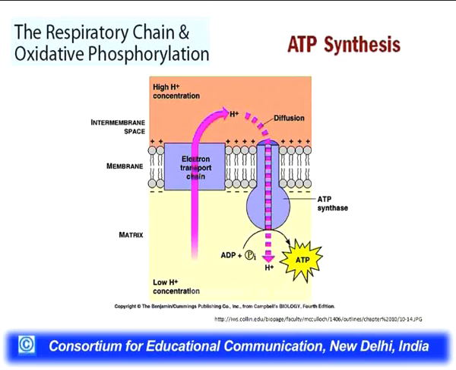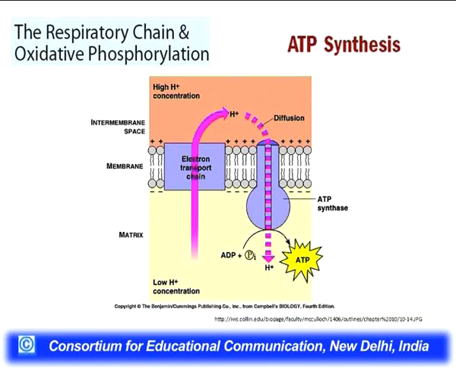So the protons which have moved from the mitochondrial matrix into the intermembrane space through the electron transport chain complexes, what happens is a positive charge develops in the mitochondrial intermembrane space. So there is a high H plus concentration in the intermembrane space, and the proton motive force which has been created now pushes these protons to get back through the ATP synthase molecule into the mitochondrial matrix.